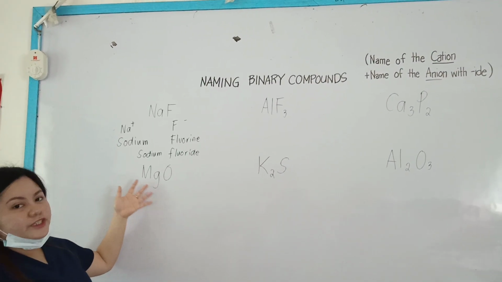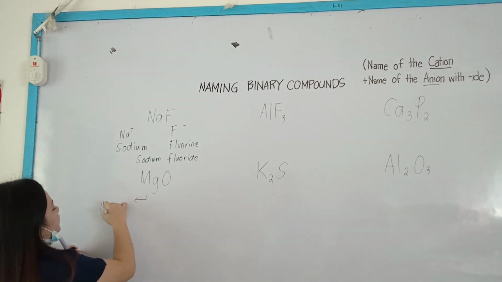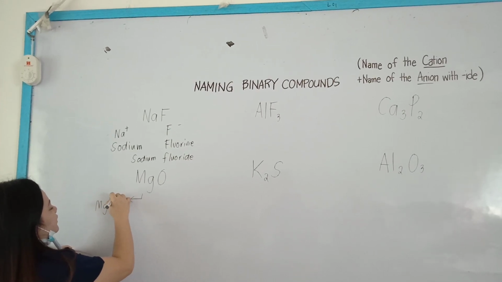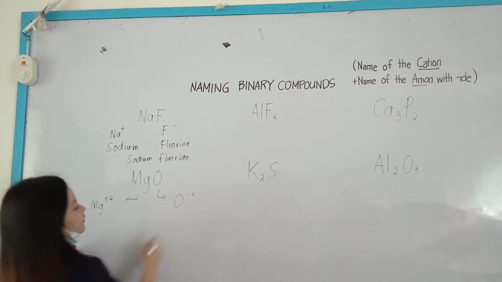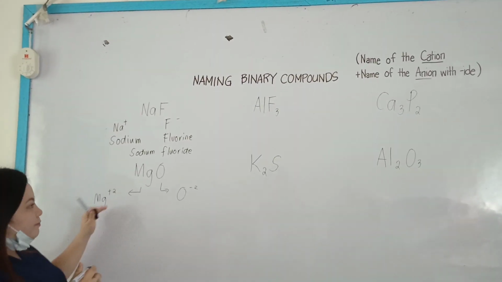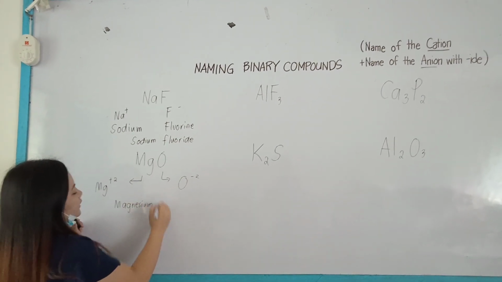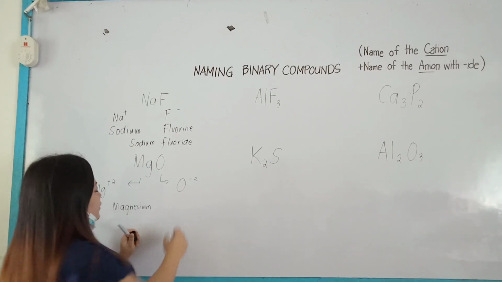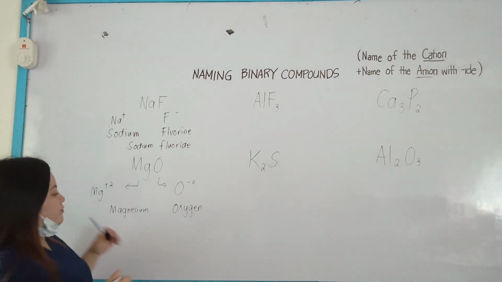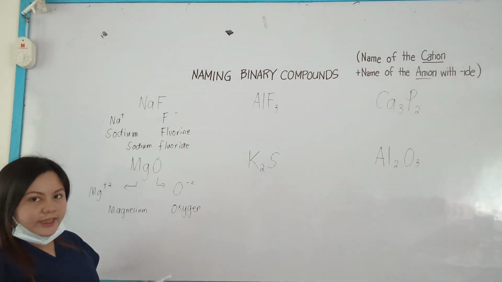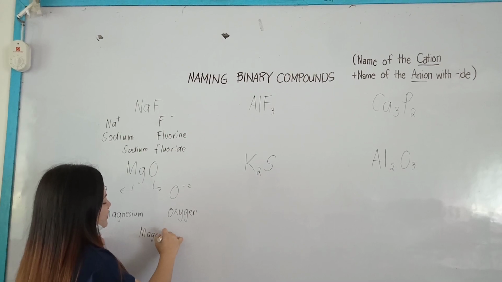Next example, we have MgO. MgO came from the cation magnesium or Mg positive 2 and then oxide ion or oxygen negative 2. So Mg positive 2 is named magnesium ion, and then oxygen negative 2. Combining them, we will have magnesium oxide because oxygen takes the suffix IDE.